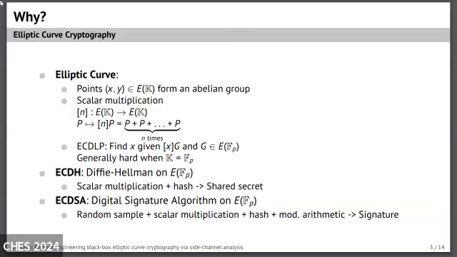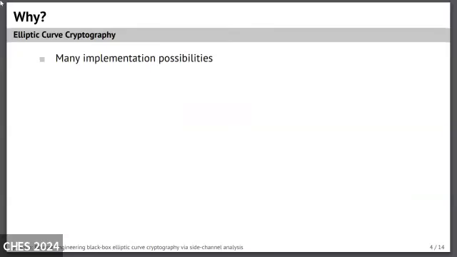Or you can do ECDSA, which is more involved, right? Random sample, scalar multiplication, some hash, some modular arithmetic, and then you have the signature. Or you can do this Montgomery twisted Edwards stuff like XDH or EdDSA or zero-knowledge proofs, pairing-based cryptography, yada yada. There's lots of stuff on elliptic curves. But what's interesting for me, at least, about elliptic curve cryptography is the many implementation possibilities.